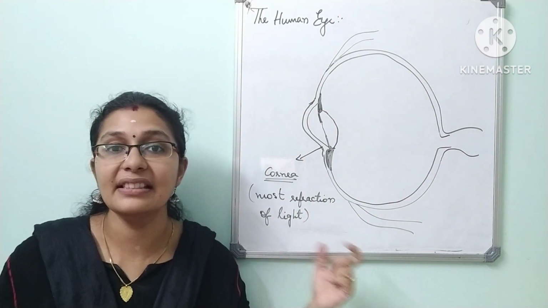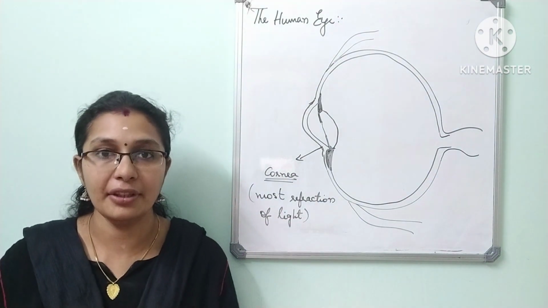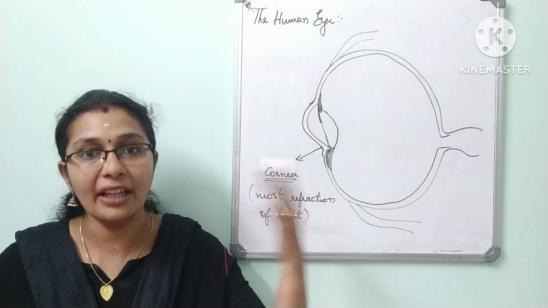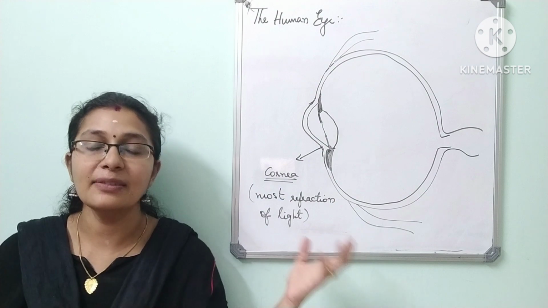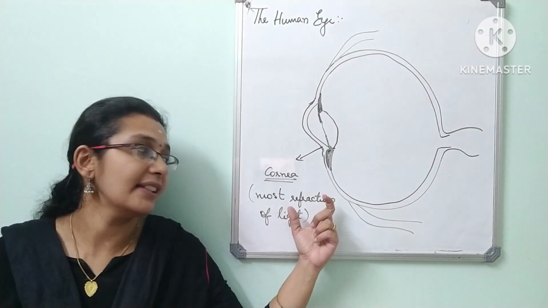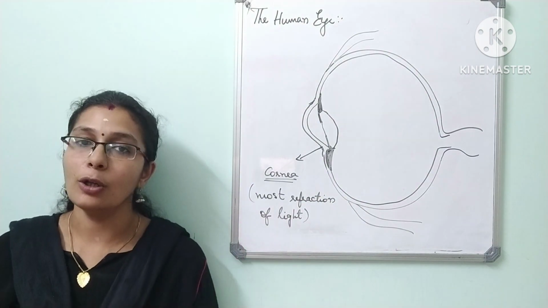Okay, so this is the main important function of the cornea. Even you may get 1 mark. So what is the function of the cornea? Directly they can ask, or they can ask, most of the refraction of light takes place at which part of the eye? The answer is the outer surface of the cornea.